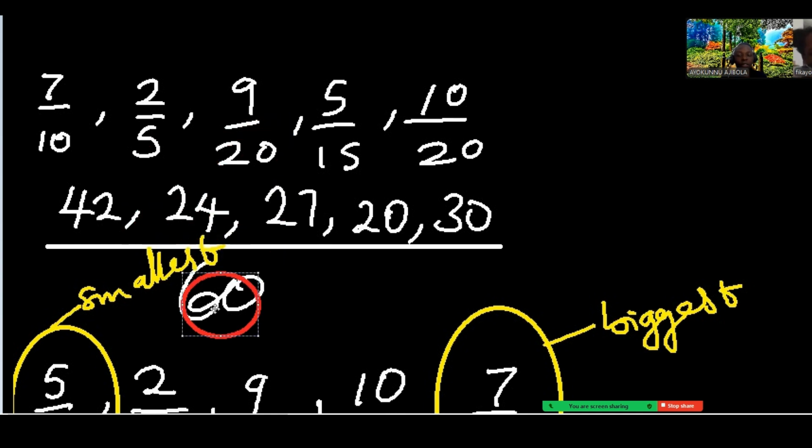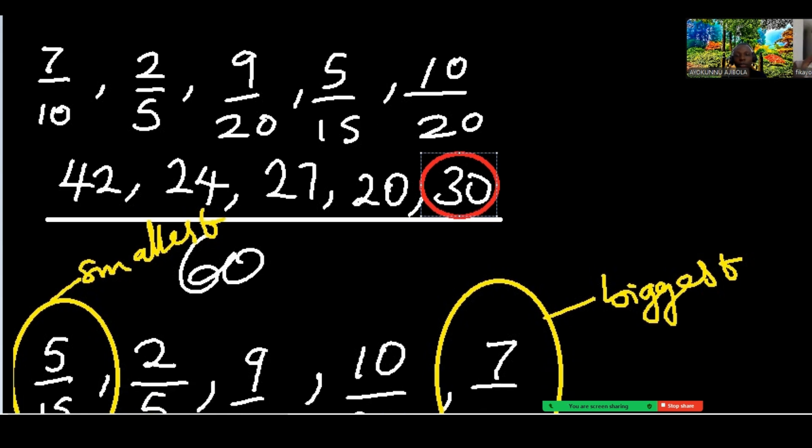How many 20s are in 60? That is 3. 3 times 9 gives us what? 27. Then how many 15s are in 60? That's 4. 4 times 5 is 20. Then 20 in 60 is 3. 3 times 10 gives us what? 30.